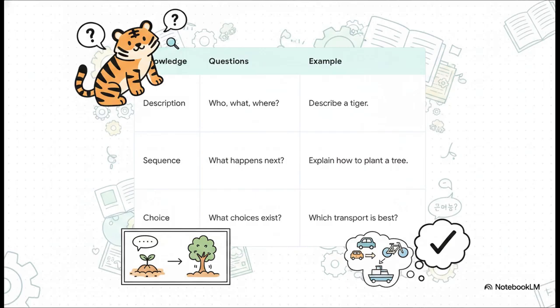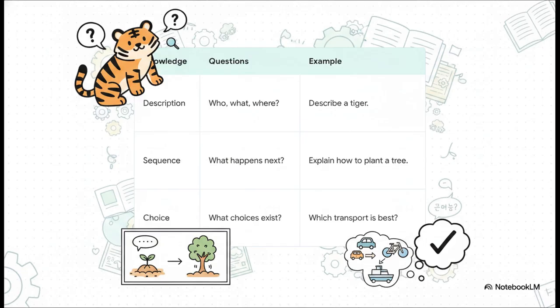First up, description. This involves describing something by asking who, what, where, and what materials are involved. For example, a teacher might ask, describe a tiger. Second is sequence, which is all about explaining steps or order. The questions here are what happened, what happens next, or what's the process. An example would be asking a student to explain how to plant a tree.